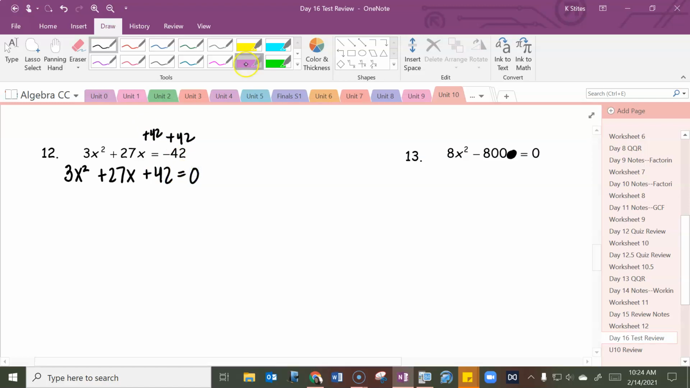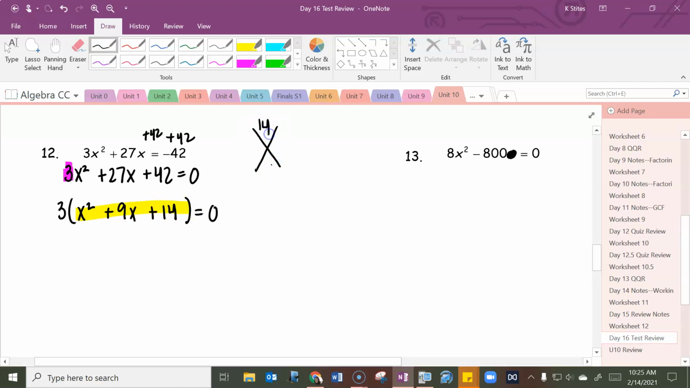Okay, and we do have a number in front, this 3, that's our GCF, so we're going to divide that out of everything. 3 times x squared is 3x squared. 3 times 9x is 27x. And 3 times 14 is 42. You're not done, you still got to do your box problem.